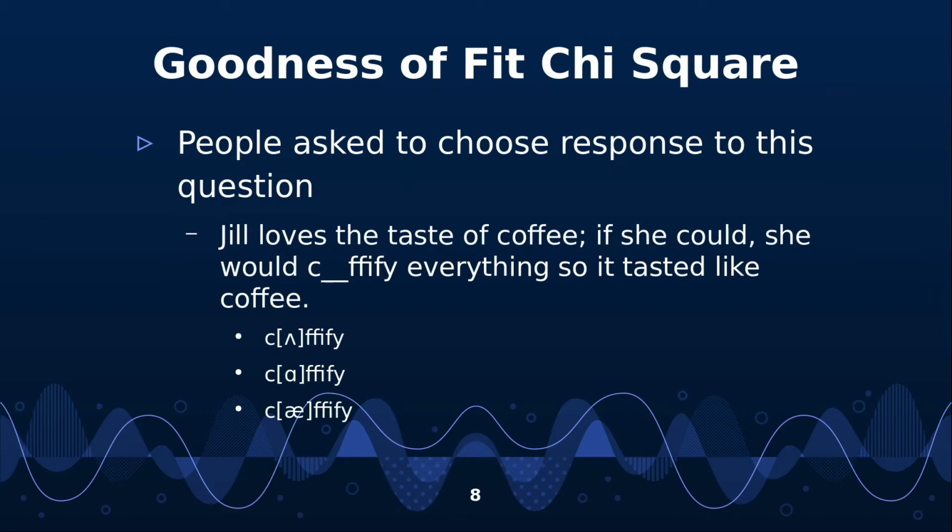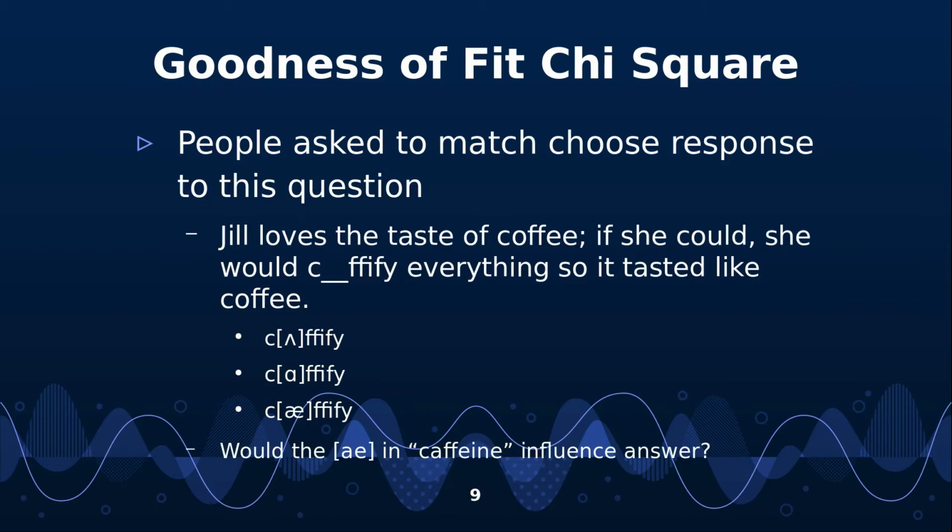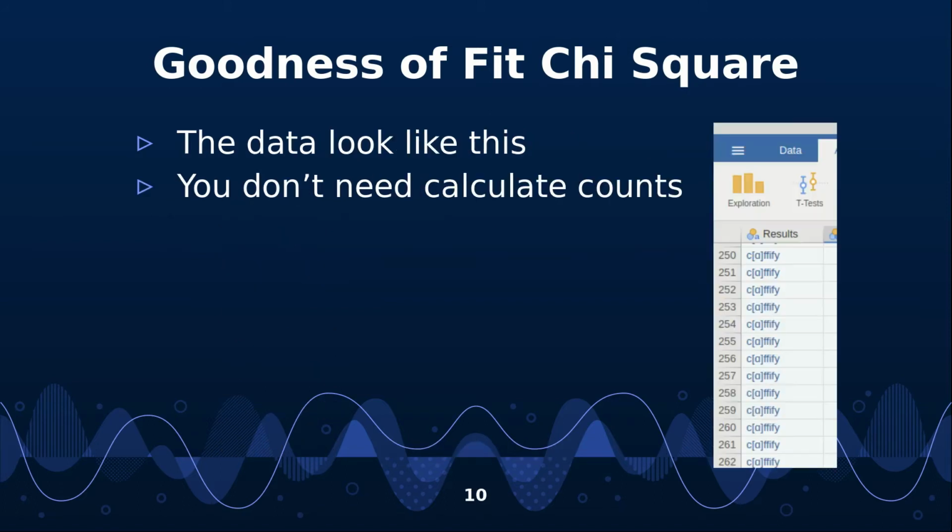Consider this test question. Jill loves the taste of coffee. If she could, she would blank everything so it tasted like coffee. Now, people could choose one of three answers: cuffify, coffify, or caffify. And the idea behind it was to see if the a vowel in caffeine would influence their answers.